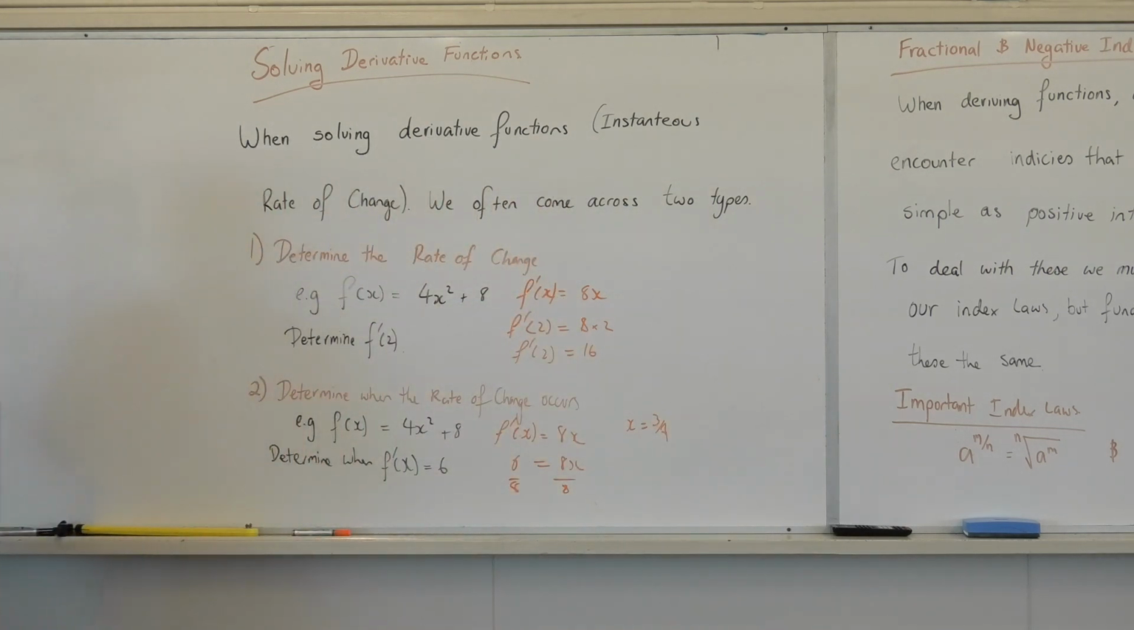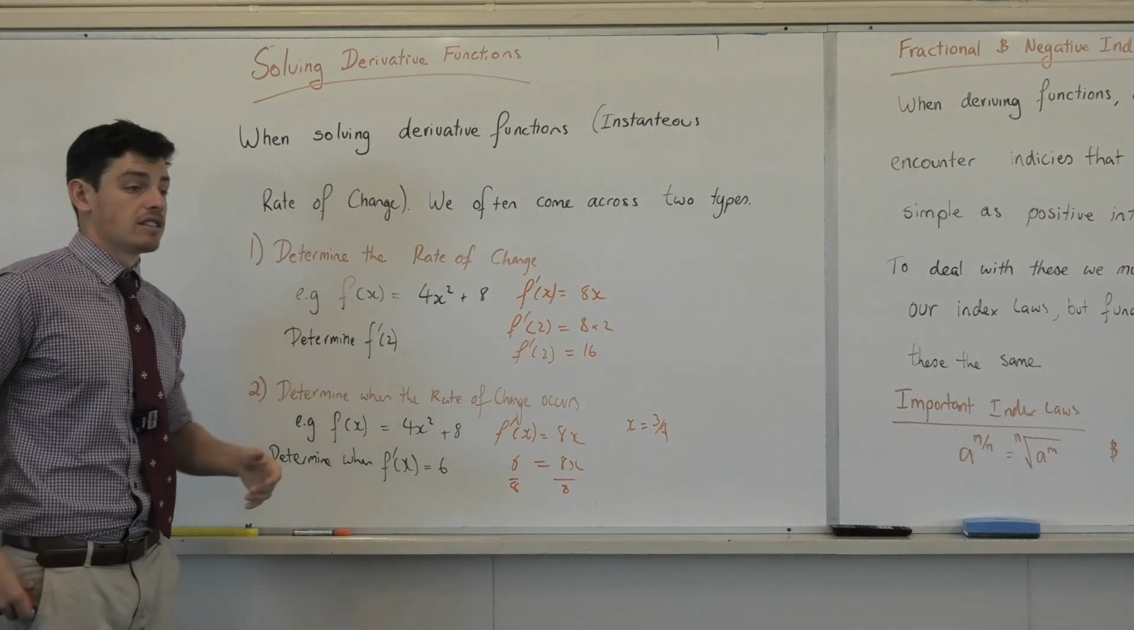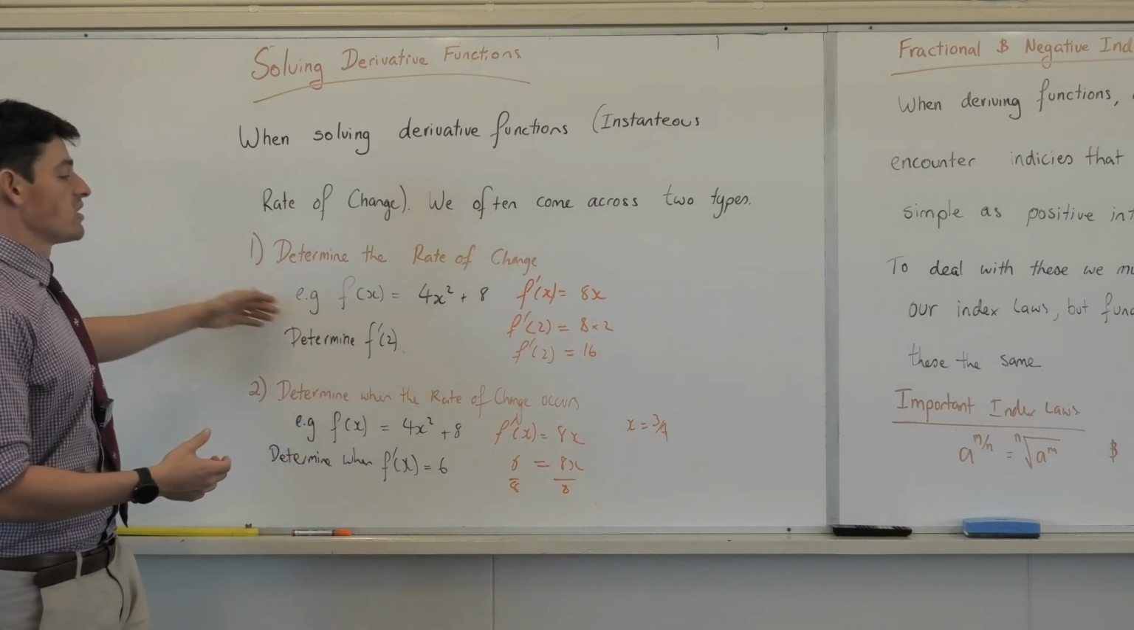So with most of these derivative functions, they're going to ask us to do one of those two things. And it's really about first steps deriving and then identify what does it need from there. Is it asking me for the rate of change, or is it asking me for what is the rate of change at a certain x point?